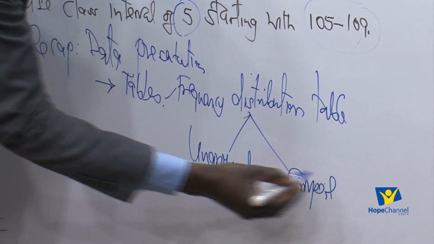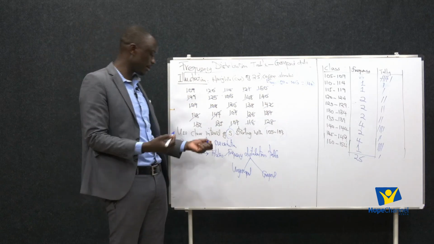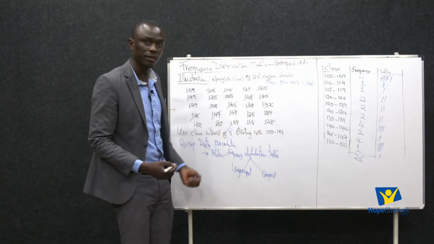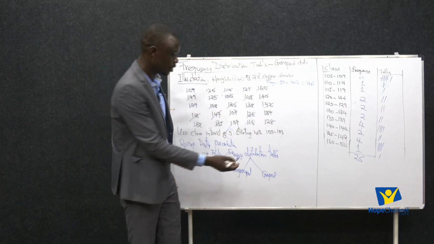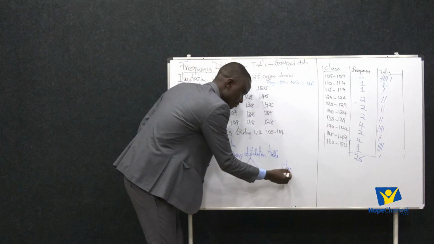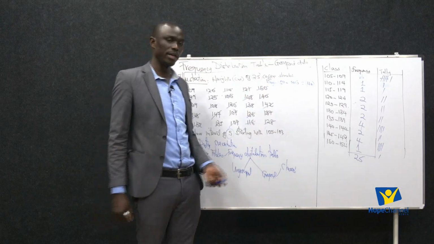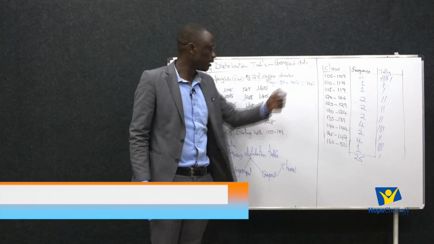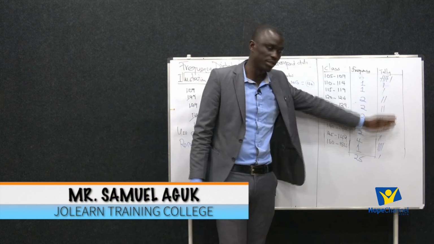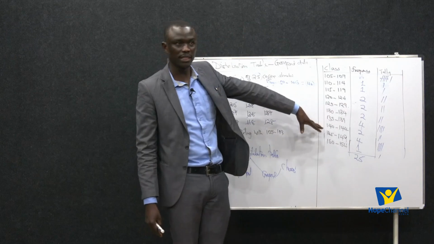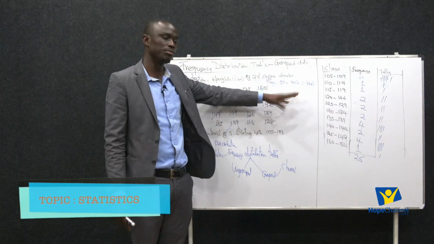So when it is ungrouped, it is very easy. It doesn't need to disturb you. But if it is grouped, the only thing you need to look into is that groups have what we are calling classes, and a class has a class interval. Count them manually, write the number of occurrences, then you tally them. Once you are done with that, we are good to go. And this is now what is called a frequency distribution table.